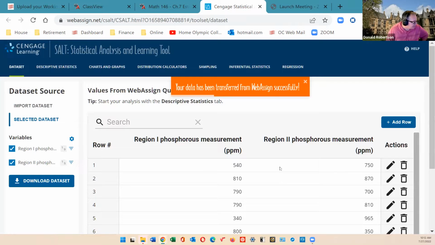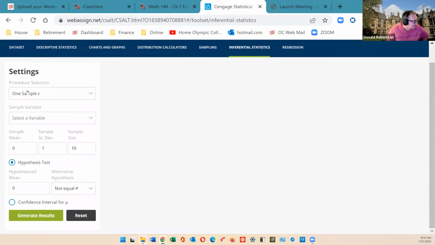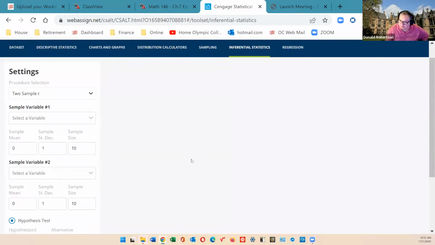Oh, good, I've got the question. Now, if you hit the SALT button and you go to inferential statistics, go over here and pick 2 sample T. Pick 2 sample T because there are 2 populations, right? 2 samples. Select the variable, region 1 phosphorus. Select the variable, region 2 phosphorus. So far, so good. This is us telling SALT where the data is. The first population is site 1. The second population was phosphorus levels in site 2.